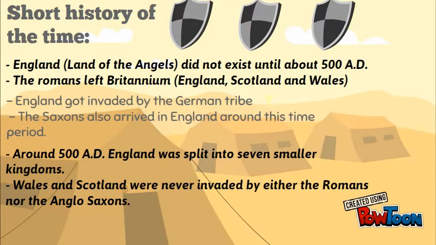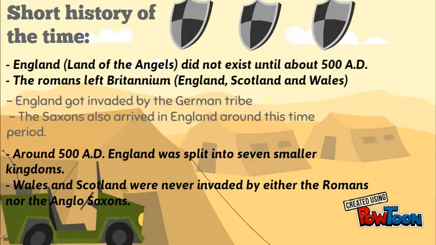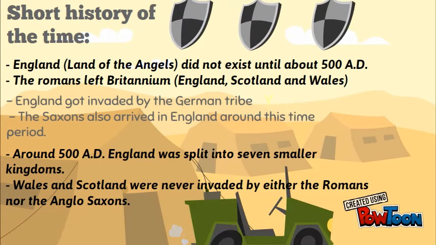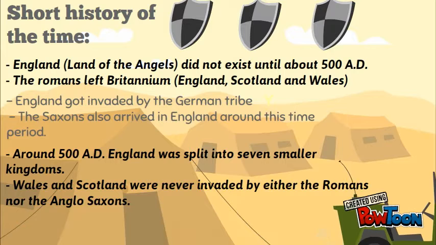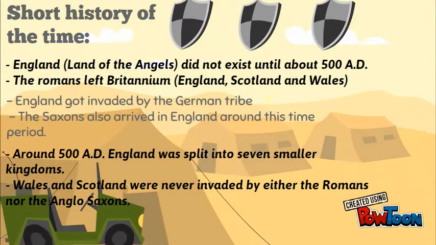At the same time as the Romans left, the Angles and the Saxons, who were Germanic tribes, came and invaded England, or parts of England and parts of Britannia and the British Isles. As they conquered England, it was split into seven smaller kingdoms, and Wales and Scotland were never invaded or even touched by the Romans nor the Anglo-Saxons.